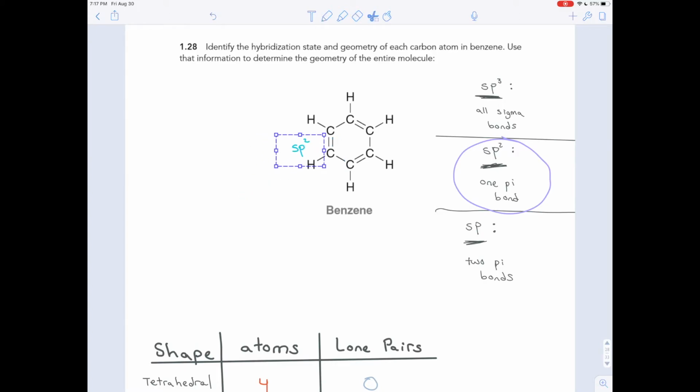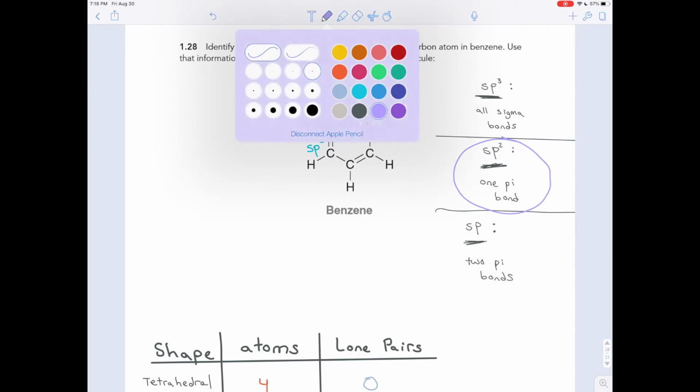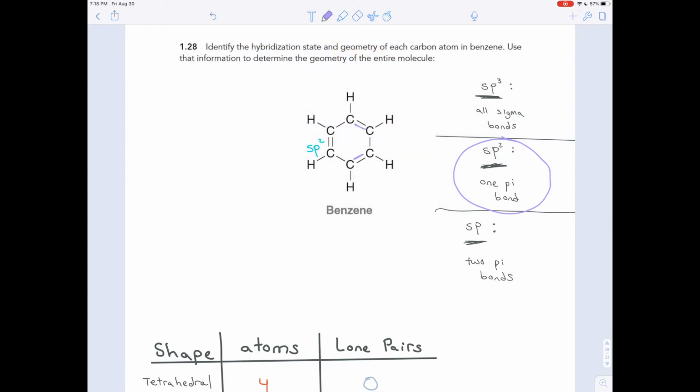And we went through the reasoning behind that in previous videos for previous exercises. So that's sp2 hybridized, and if you notice, every single carbon around this ring has just one pi bond attached to it. And so all of those carbons are sp2 hybridized. All 6 of them. So that takes care of the first part, identifying the hybridization state of these carbons. The next thing is to identify the shape.